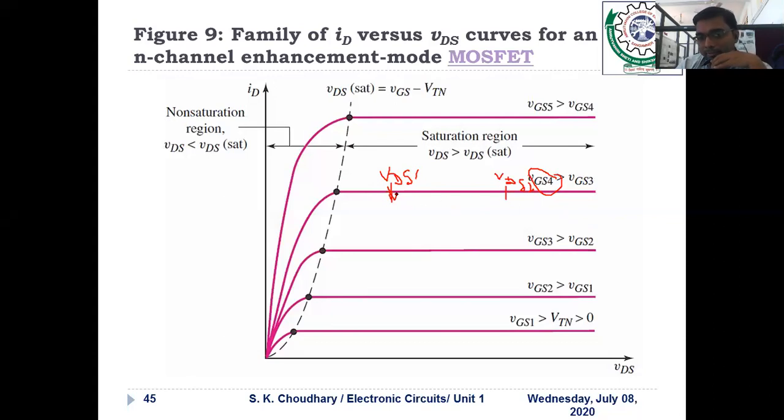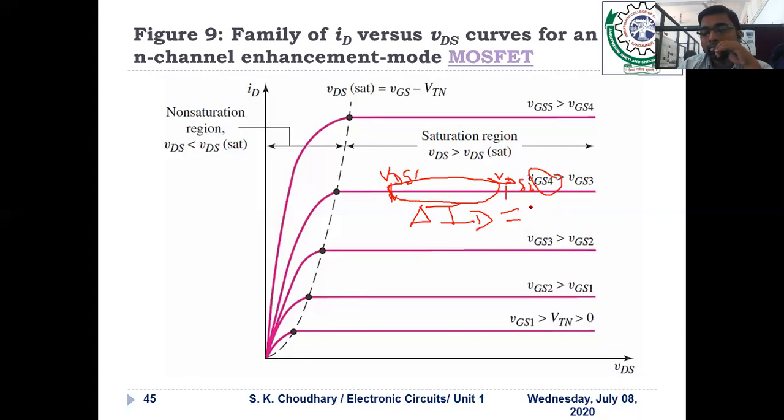So if you see this particular region, there is only one value of ID possible. There is no possibility of changing the difference of ID because this is the flat curve. This is parallel to the x-axis. So here delta ID is equal to what? Can anyone tell me from your side? What is the value of delta ID here?